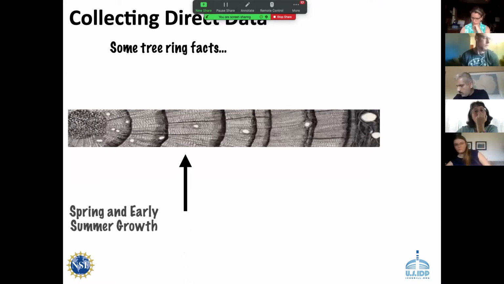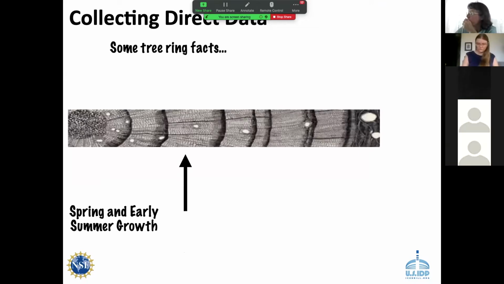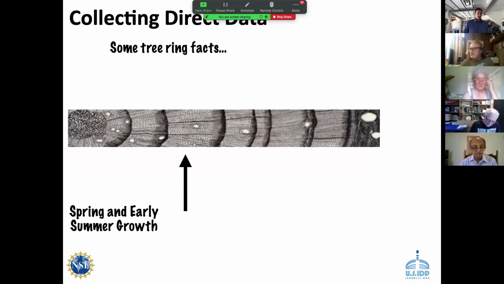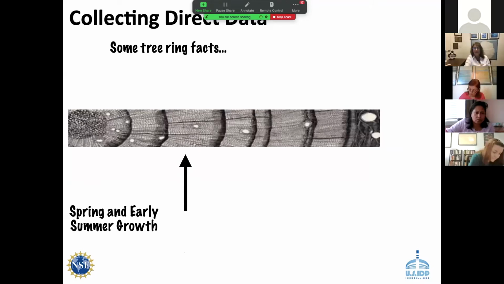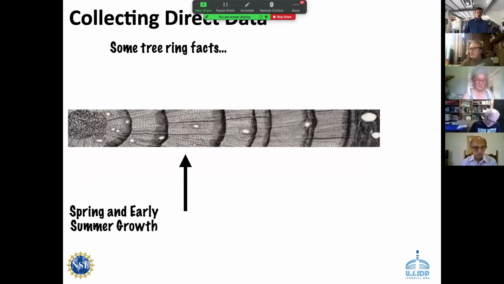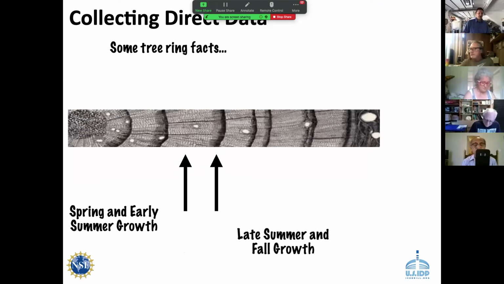So that lighter colored part of the tree ring, that is where the tree was growing in the spring and early summer. And the dark colored there is where it's late summer and fall. So it does grow in the fall, but most of that growth of the tree, it's amazing, happens in spring and early summer.